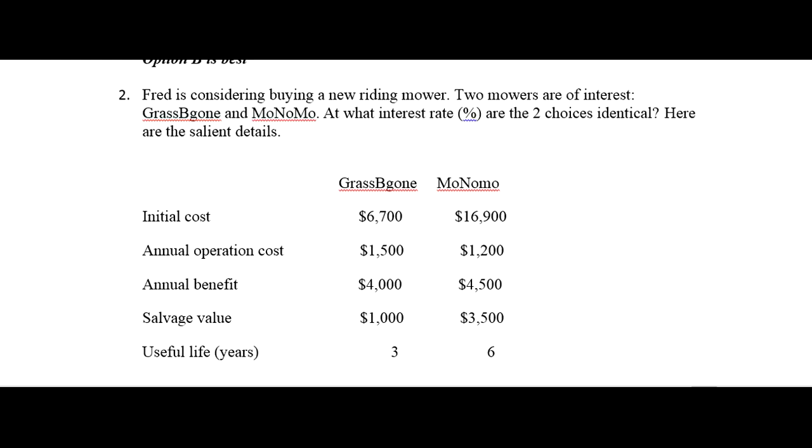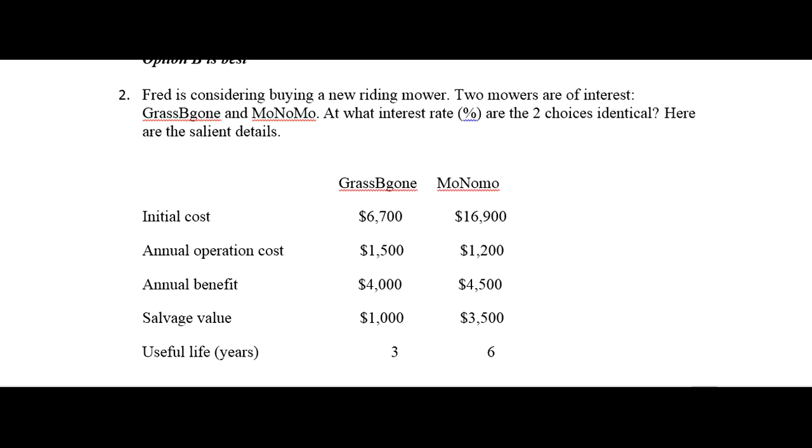Okay, so we'll move on to the more complex part now. Question number 2. In the quiz the question was not complete, so I hope the professor will reconsider it. Here it goes. Fred is considering buying a new riding mower. Two mowers are of interest. This is Grass Begon and Monomo.